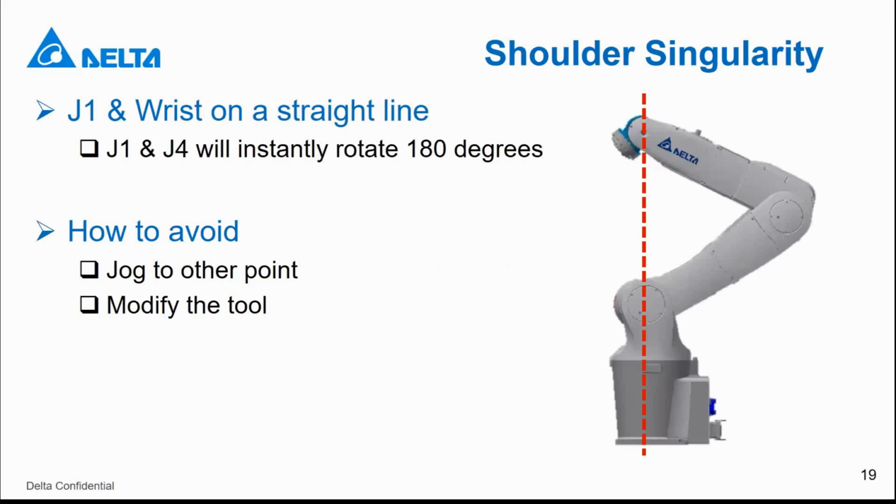And next is shoulder singularity. When your wrist and joint 1 are in a straight line, then joint 1 and joint 4 will instantly rotate 180 degrees at the same time. This is also not a good position for a robot. Try to avoid it by jogging to another point to avoid this, or you can also modify the tool to avoid it.